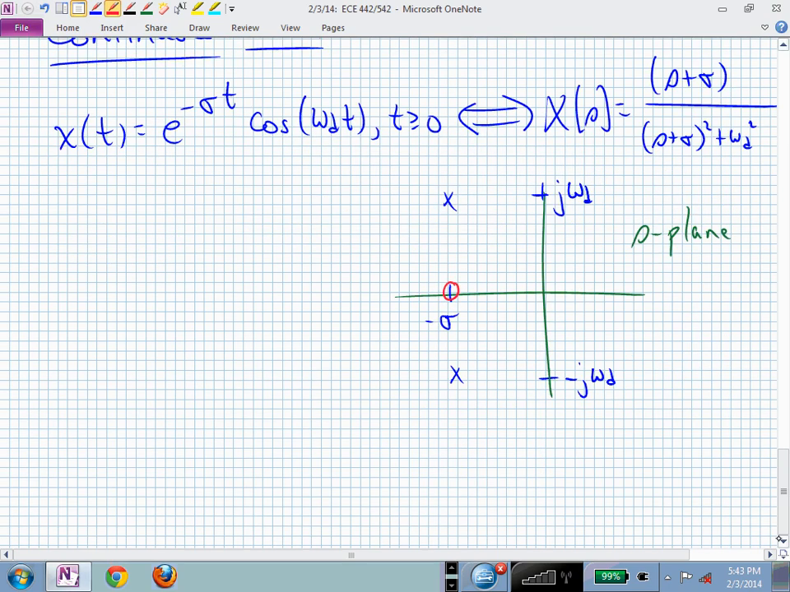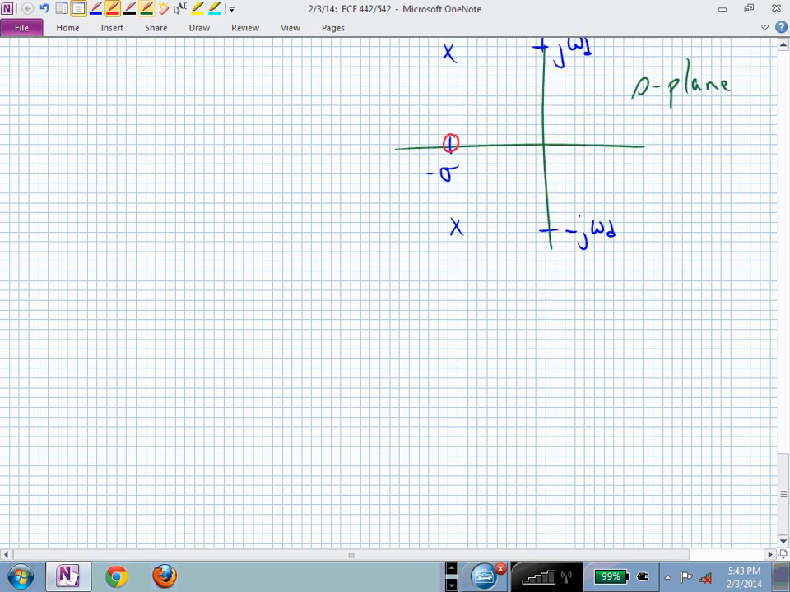We want to find the discrete time analog, or the similar kind of response for a discrete time system. What does that look like as far as x of n might be concerned?